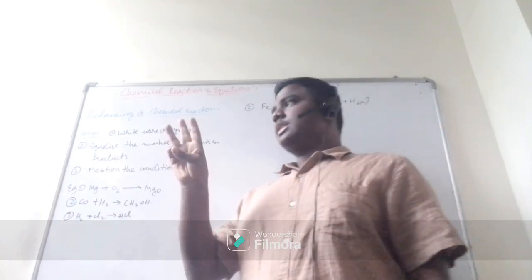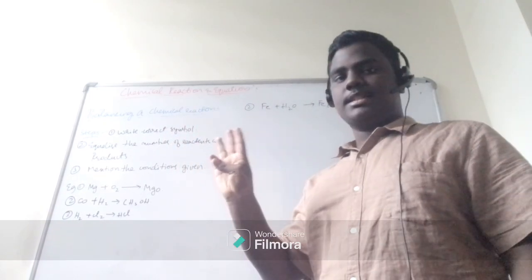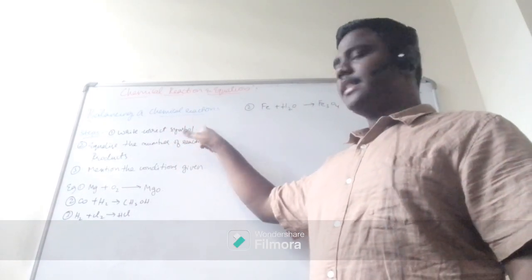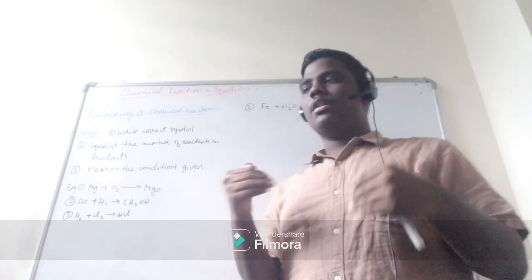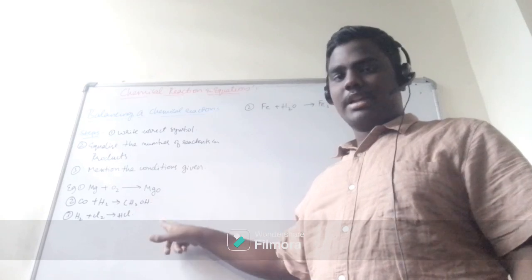Today in my video we are going to discuss the steps to balance a chemical reaction. The three main important steps that I've mentioned: first one, write the correct symbol. If they are giving it in word form, you have to convert it into simple form, because this is how we represent a chemical reaction, correct?